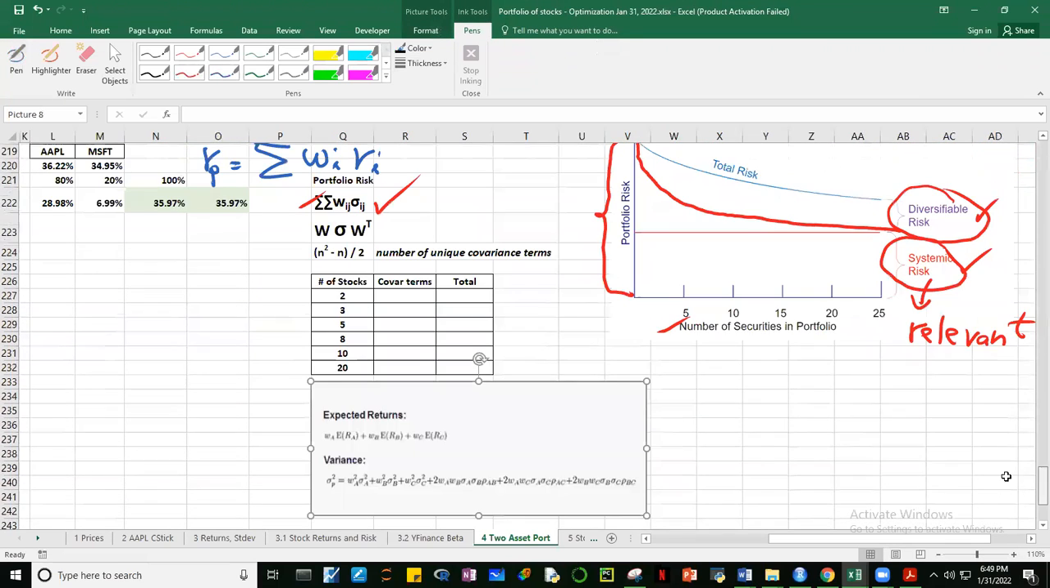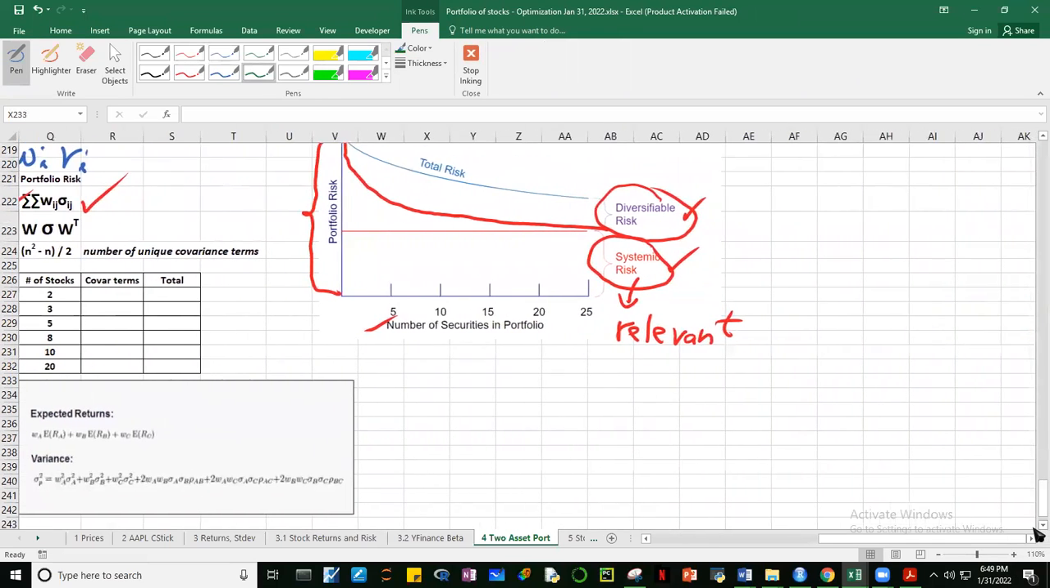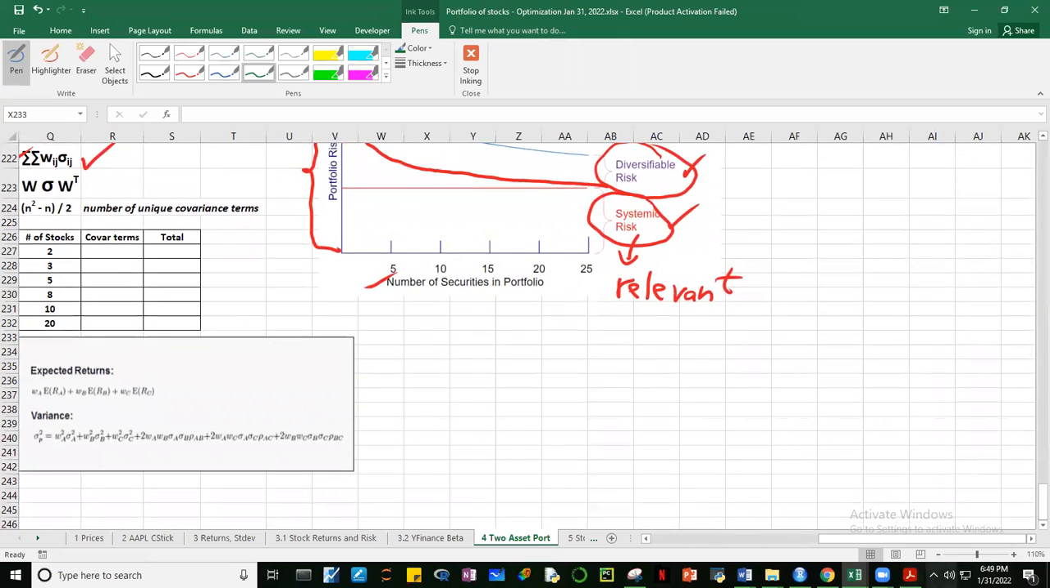Let me write it here. Okay, so the portfolio risk. We said that the portfolio risk, which is denoted by sigma P, variance muna tayo, no? Variance is equal to double summation Wi, Wj, covariance of Ij.